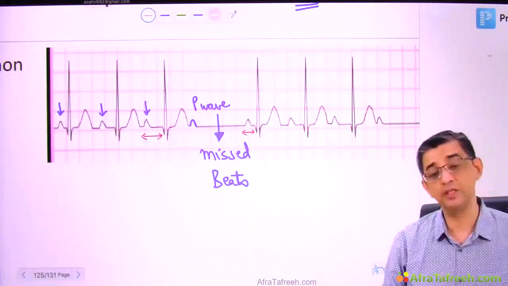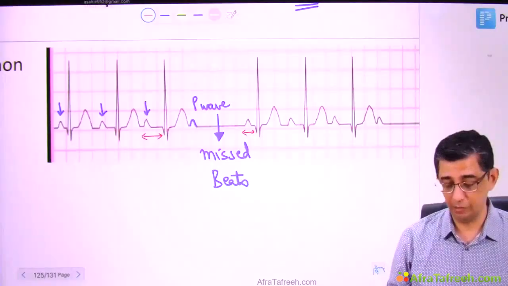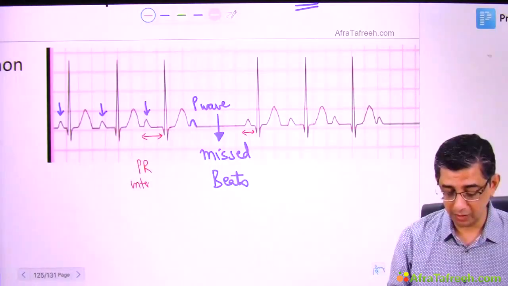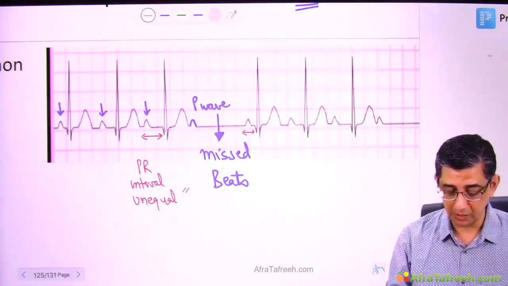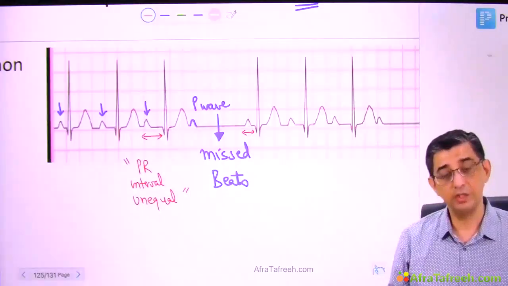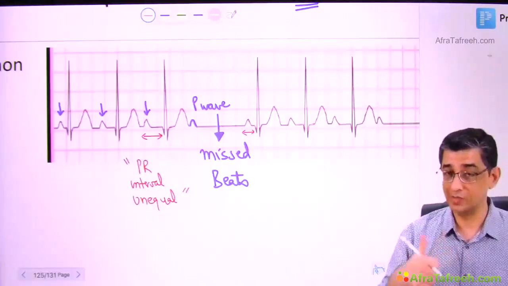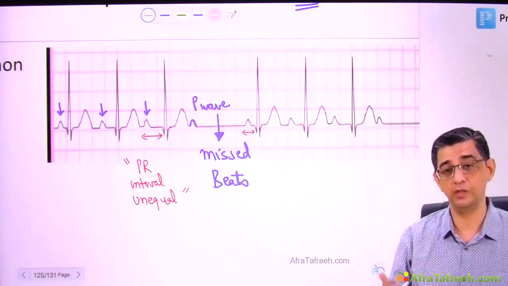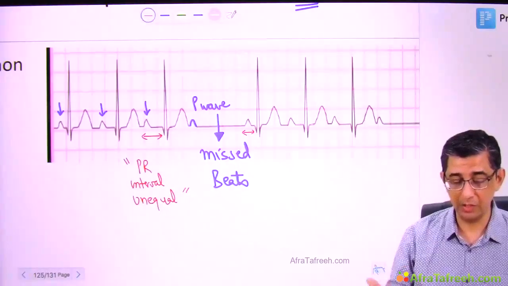You are noticing in this case a gross disparity. The PR interval after and before is not the same. Rather, the PR interval before and after is unequal. And since the PR interval before and after is unequal, this would be diagnosed as Mobitz 1 heart block. In Mobitz 2 heart block, whose ECG I will also show you subsequently, the PR interval before and after is going to be equal.